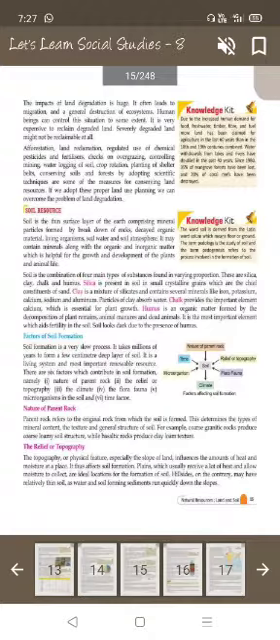Afforestation, land reclamation, regulated use of chemical pesticides and fertilizers, checks on overgrazing, mining, waterlogging of soil, crop rotation, and protecting forests by adopting scientific techniques are some of the measures for conserving land resources. If we adopt proper land use planning, we can overcome the problem of land degradation. Now let's study about soil resources.